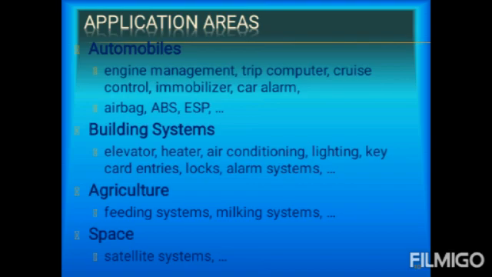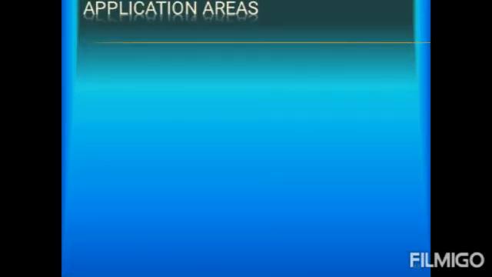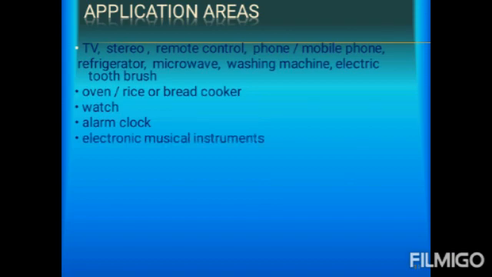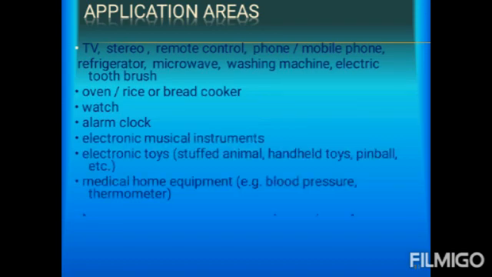In home appliances also we use embedded systems: stereo systems, remote control phones, mobile phones, refrigerators, microwaves, rice cookers, bread sandwich makers, watches, alarm clocks, electronic musical instruments, electronic toys, and medical home equipment like blood pressure monitors, oximeters, and thermometers. These are all examples we use in our home appliances.